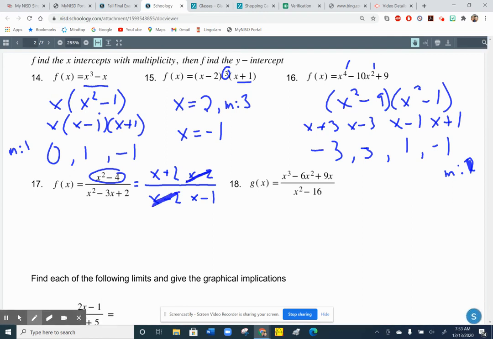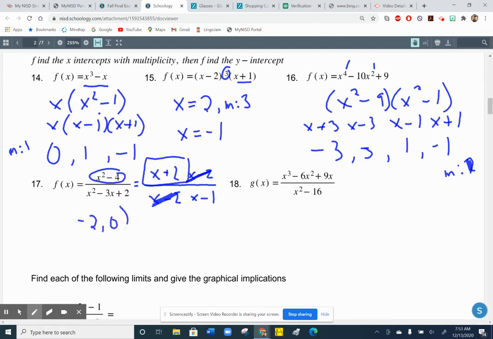Where we would have had an x-intercept at positive 2, that means instead we're going to have a hole. So there's only one x-intercept, and that is at the point negative 2, 0, or x equals negative 2 as your intercept. The multiplicity is clearly 1. There's only one factor of that, so it's going to have a 1. So that's our only x-intercept.